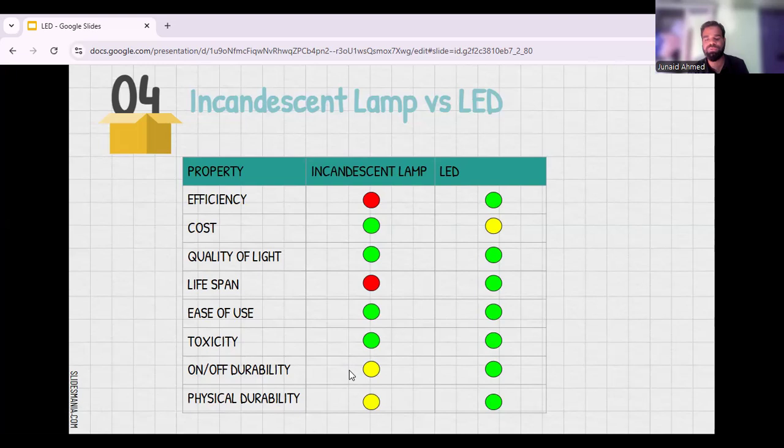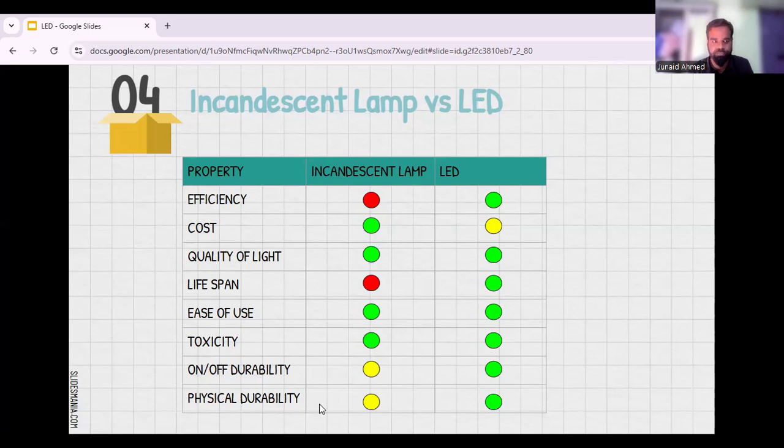And on-off durability. The incandescent lamp takes time to glow brightly because the electrons are removed and interact with the gas particles, and it glows because the atoms have to go from ground state to excited state, so it takes time. Then physical durability, when the incandescent bulb is dropped, it will break. But in the case of LED, it is not so, because it is made of something plastic. As you can hear the sound here, this is a plastic material, so it can withstand a drop and doesn't break.